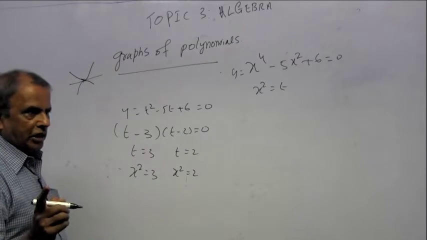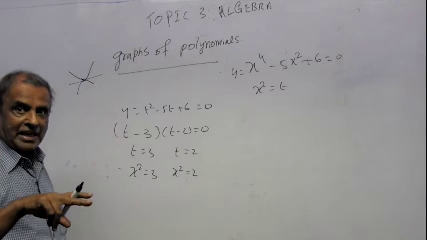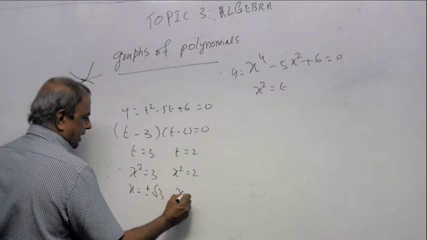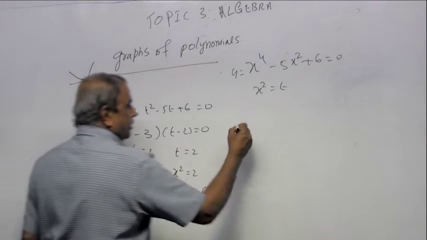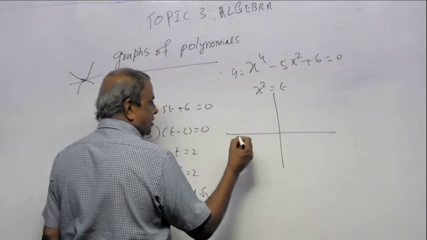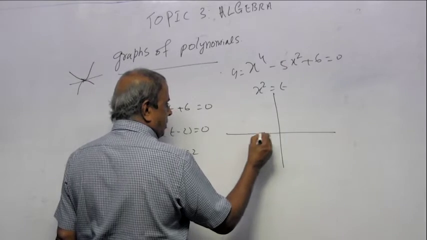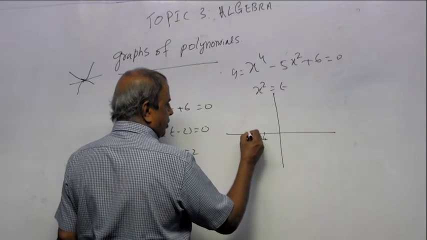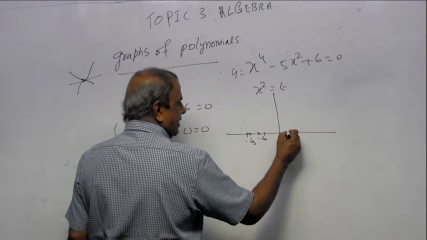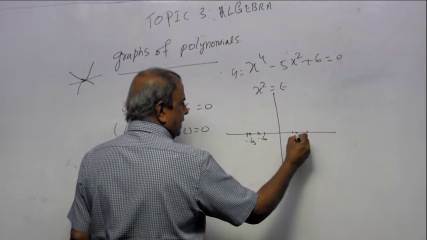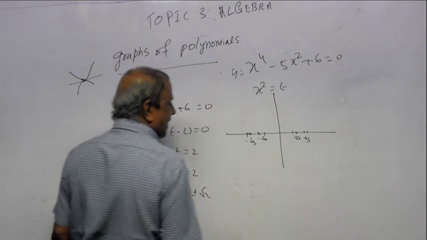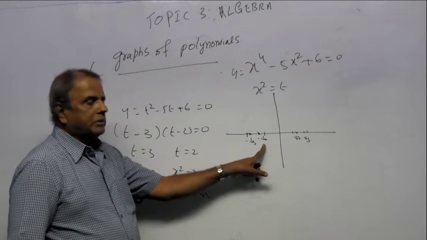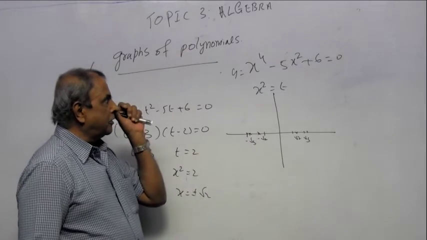Remember, when you take a square root, take both plus and minus. So x is plus minus root 3, x is plus minus root 2. So this one will have 4 roots. That's minus root 3, minus root 2, root 2, and then root 3. Then you will have to take a value between these two. This is minus 1.7, minus 1.4. What happens at minus 1.5?